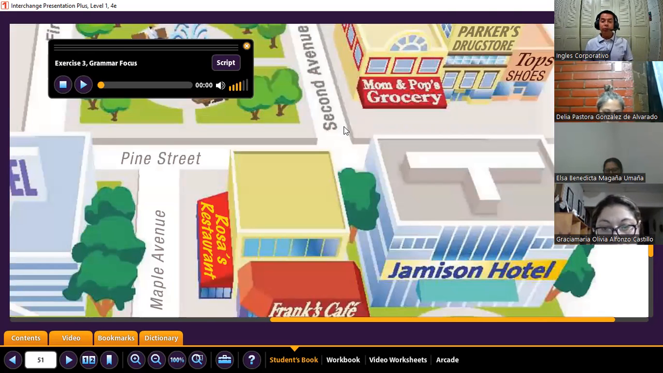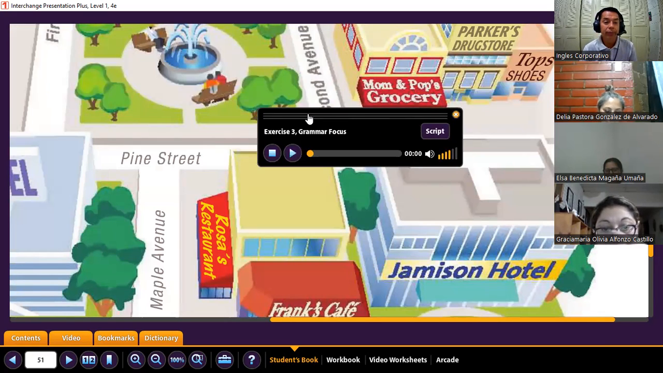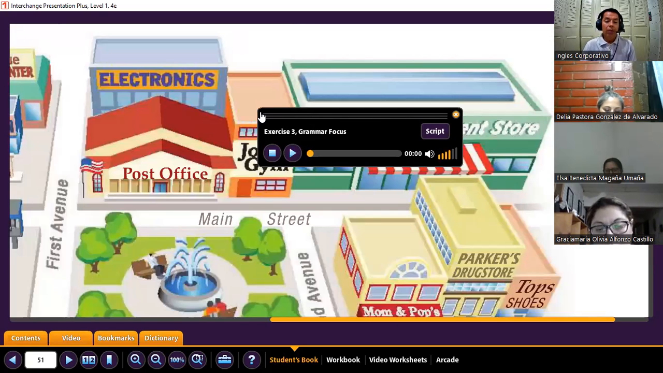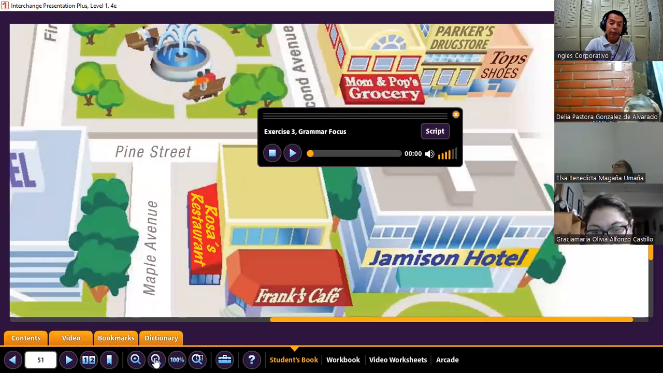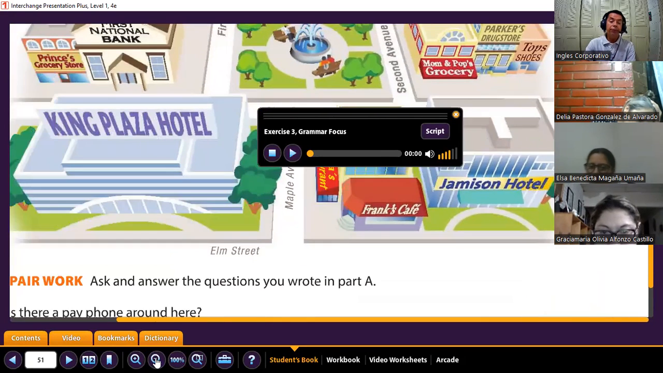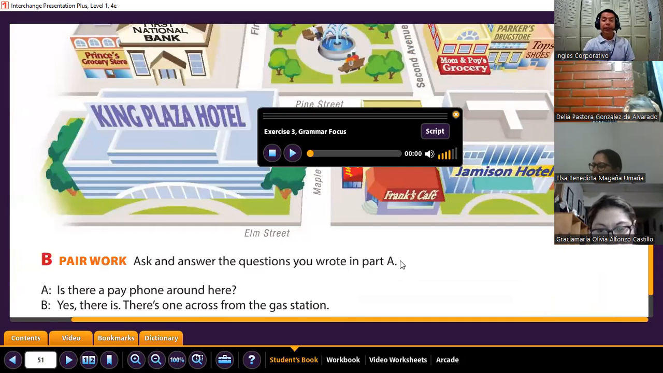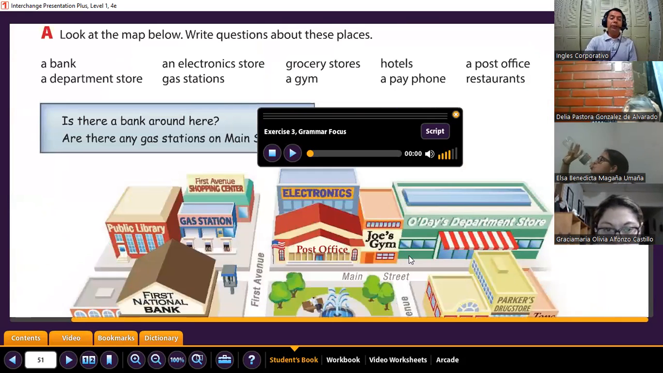Now, the streets and the avenue, right? The Second Avenue. Okay. The First Avenue, the Main Street. The Maple Avenue, the Pine Street, etc., etc. Right now, let's make it smaller. Ah, Elm Street. Look, there is an Elm Street, right? So let's start with one, right?